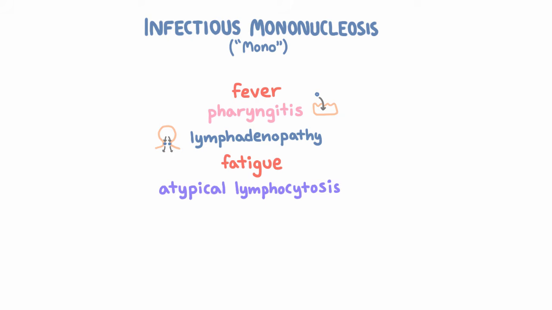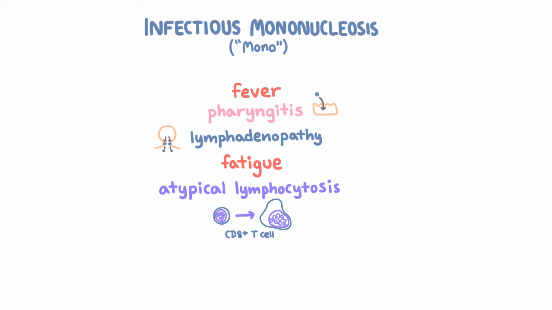Now, what is that? Well, normally, lymphocytes in the blood look like this, with a small nucleus and very little cytoplasm. But in mono, you find lymphocytes in the blood that look like this, with a much bigger nucleus and lots of cytoplasm. We call these atypical lymphocytes. And what are they? Well, they're reactive cytotoxic T cells that are trying to kill the infected B cells.